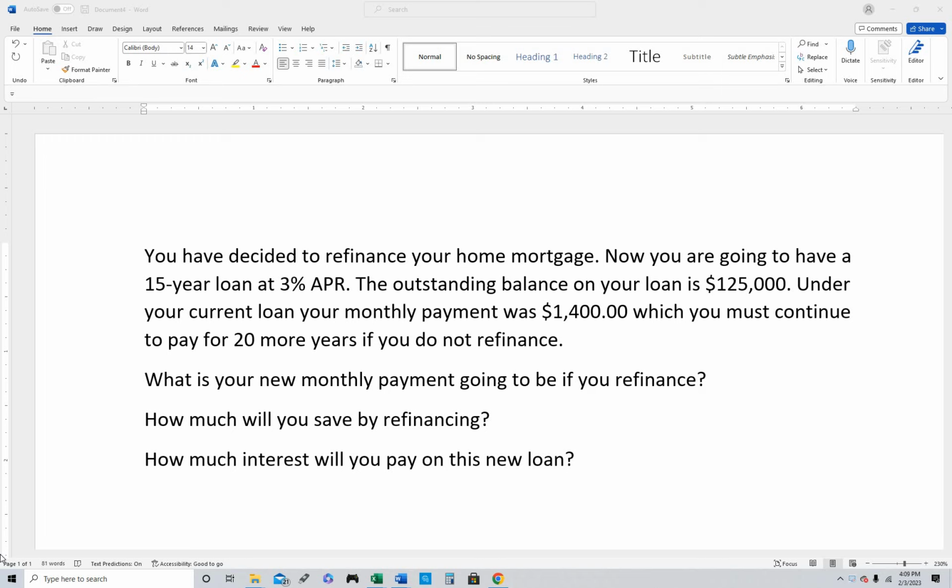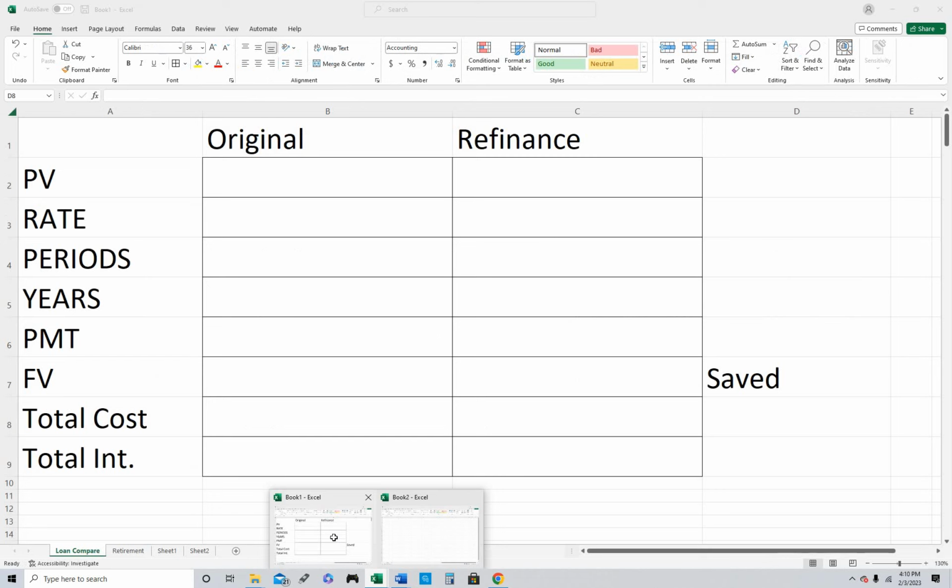Under your current loan, your monthly payment was $1,400, which you must continue to pay for 20 more years if you do not refinance. So the questions we need to answer are, what is our new monthly payment going to be when we refinance? How much will we save by refinancing? And how much interest will we pay on this new loan? So let's go over to our Excel spreadsheet to answer those questions.